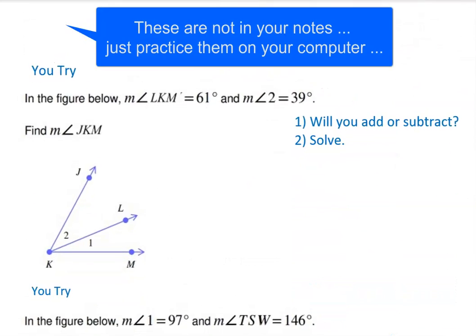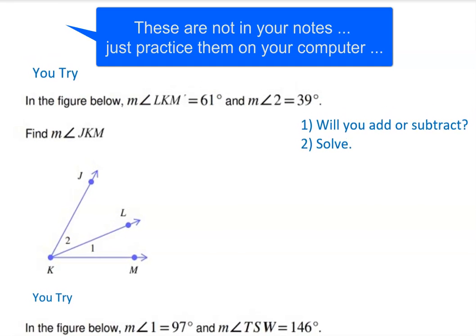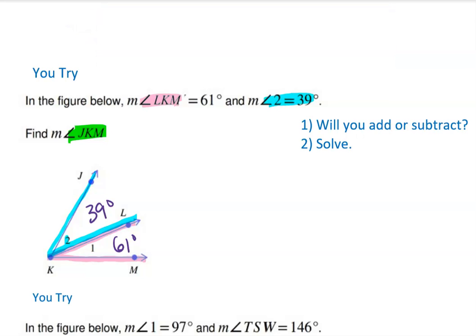Okay, so now you try some. Looking at this first one, Edpuzzle is going to ask you, should you add or subtract? Well, before we can know that, we have to know what we're dealing with. So first of all, angle LKM is this one right here, from L to K to M. And they told me that that one is 61 degrees, so I'm going to put that there. Angle 2, they tell me, is 39 degrees. Angle 2 is the one here with a 2 at the vertex. The one they want me to find is JKM. So start at the J, go to the K, and then go over to the M. That's the one they want. It's this biggest angle right there.